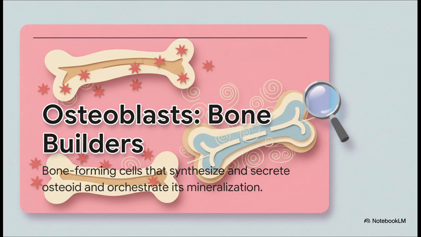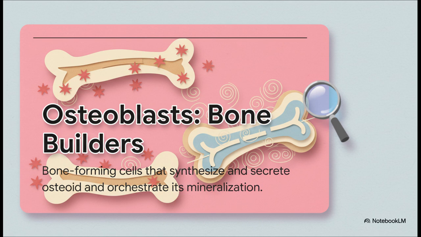First up, the builders, the osteoblasts. Their lineage is pretty direct. A mesenchymal cell gets a signal to become an osteoprogenitor cell, which is basically committed to the bone-making life. That cell then matures into an active osteoblast, and these guys line up on any surface where new bone is needed, and they have one mission and one mission only, to build.